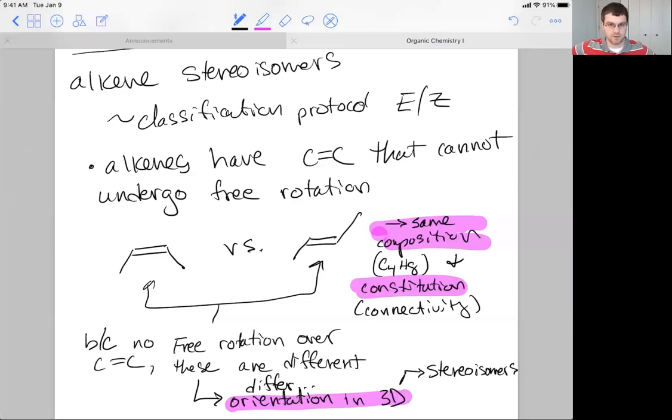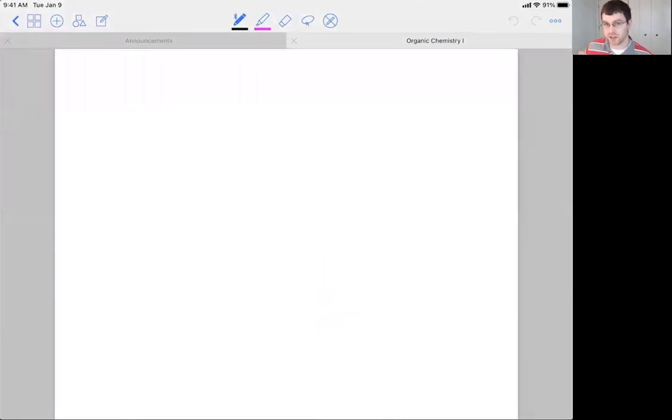Constitutional isomers always have different orientations in 3D, but it's when we have the same connectivity and the same number and type of each element, but differ in how these things are arranged in 3 dimensions, that we get stereoisomers. So stereoisomers are not just wedges and dashes. They're also the orientation of things around carbon-carbon double bonds, because we cannot do free rotation. If we could do free rotation, then we could just interchange these, in which case they would be conformational isomers. So with stereoisomers, we need a new classification system.